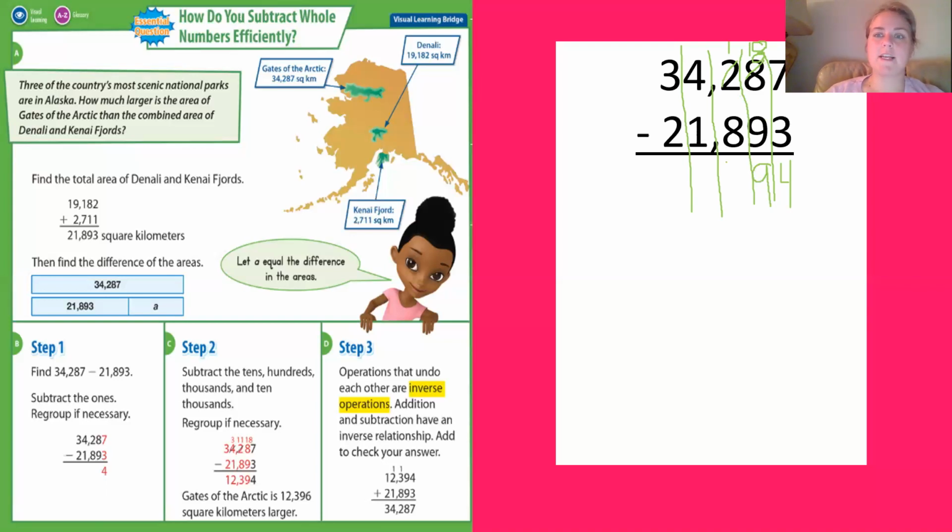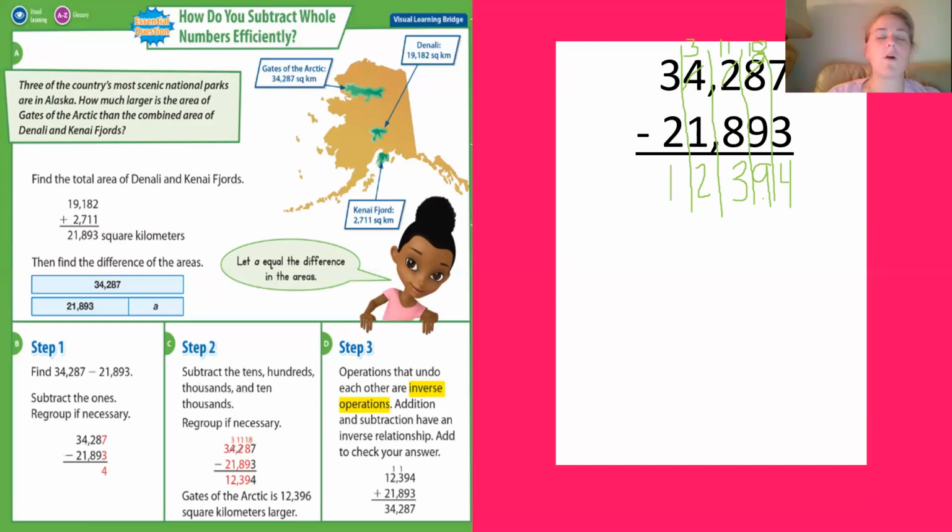Okay, now I have 1 take away 8. I can't do that again. So now my 1 is going to become an 11, and my 4 is going to become a 3. So now I can go ahead and subtract. 11 take away 8: 8, 9, 10, 11 is 3. 3 take away 1 is 2. And 3 take away 2 is 1.